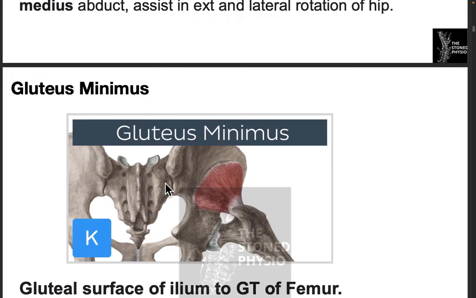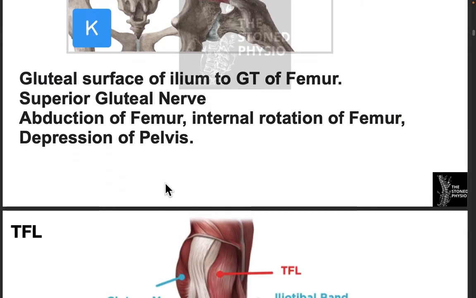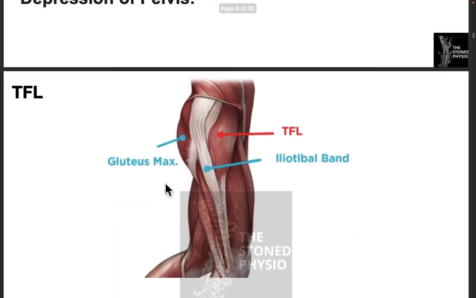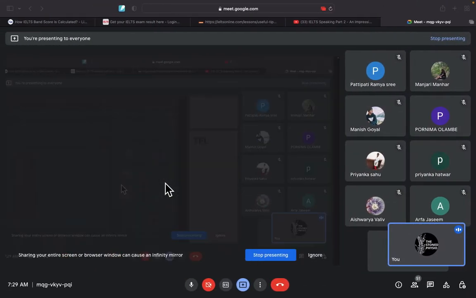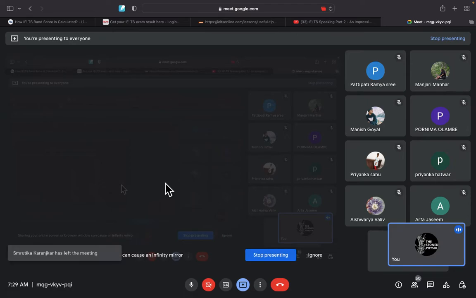Okay, we are done with this, and now the next muscle, that is TFL. My first question will be, the TFL makes the roof of which anatomical structure? Femoral triangle. Yeah, it makes the roof of the femoral triangle. We talked about this yesterday, na? The roof of the femoral triangle is made by the TFL.